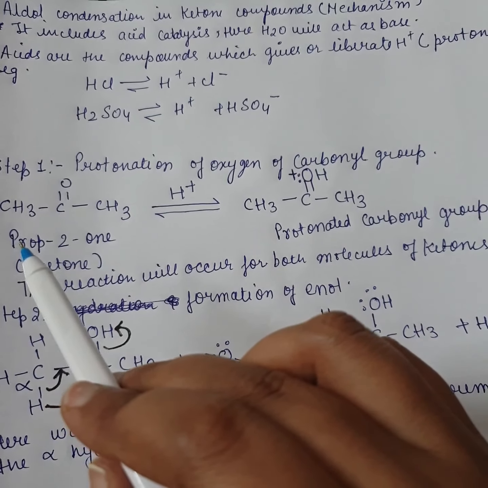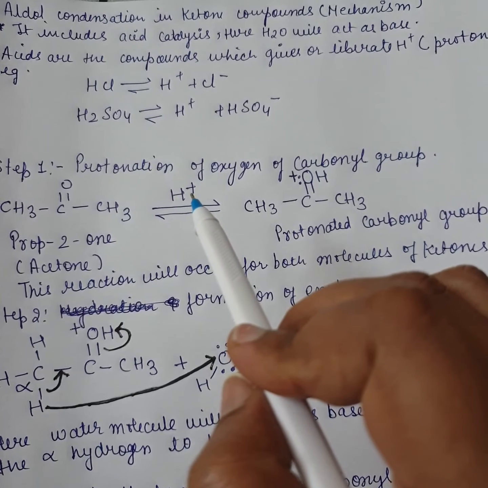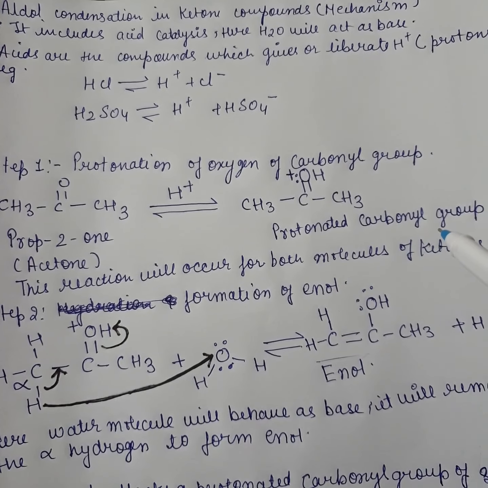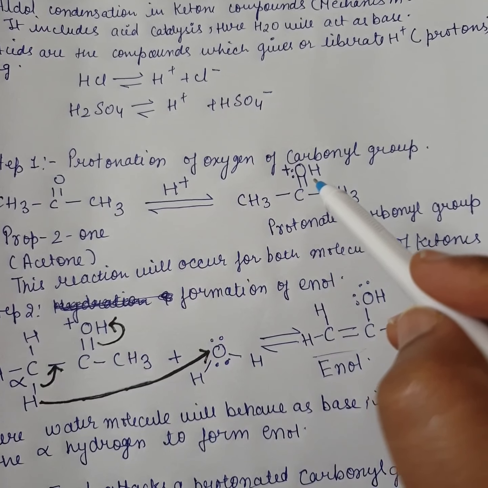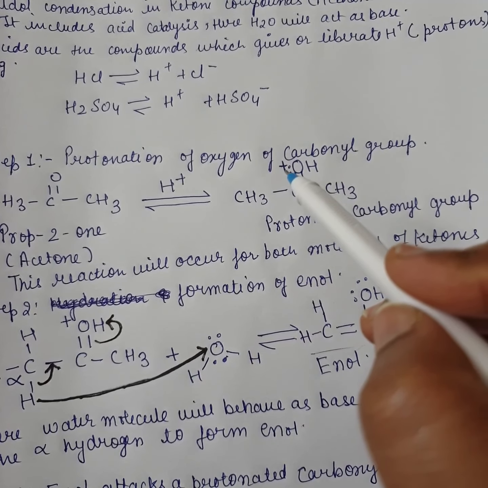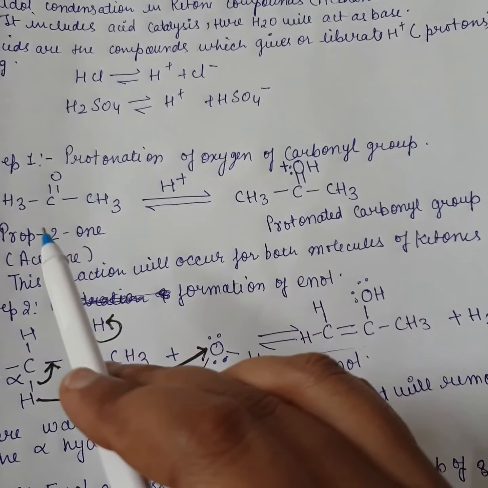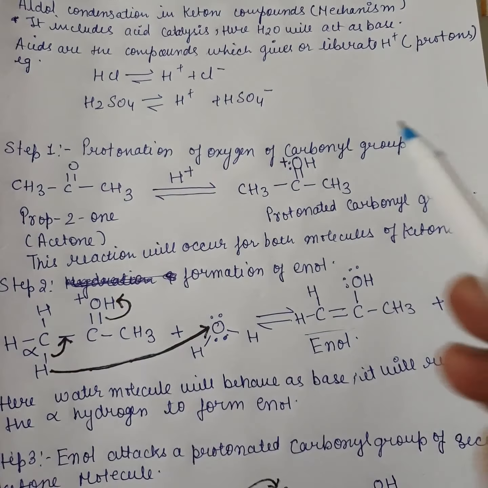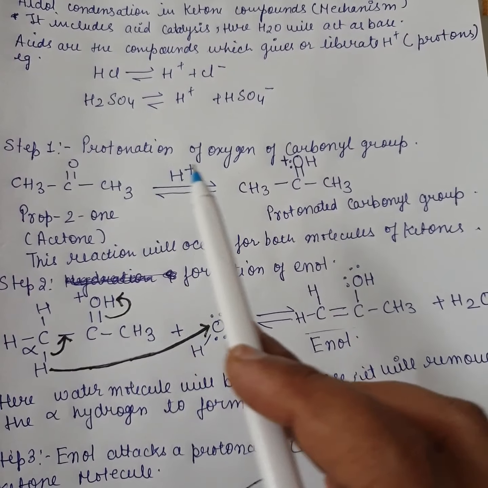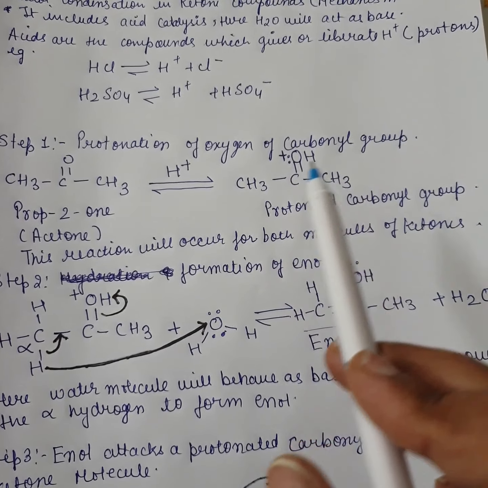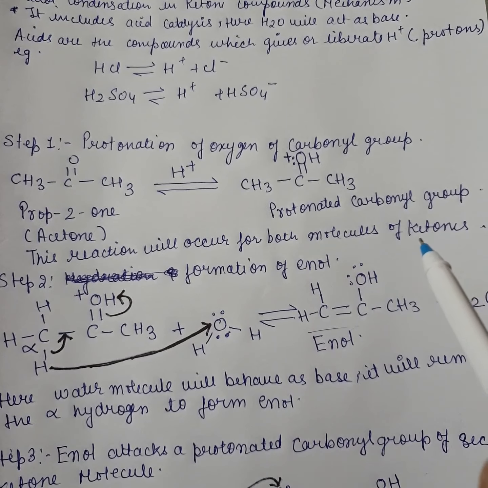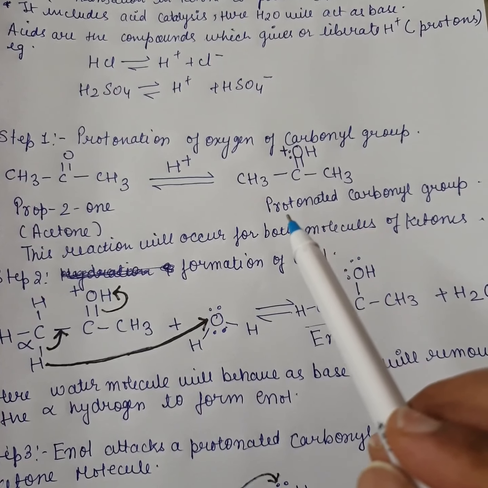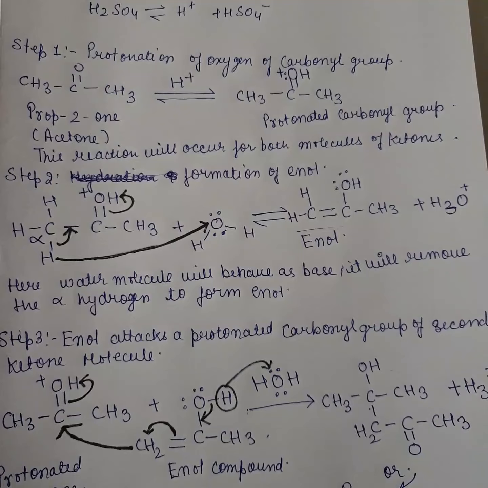So when this prop-2-one is protonated with H+, we will get a protonated carbonyl group. In this you can see the oxygen binds with hydrogen and acquires a positive charge. So this is our first step, protonation of the oxygen of the carbonyl group. Generally, this first step occurs for both molecules of ketone. It means both ketone molecules get protonated and are converted into protonated carbonyl compounds.